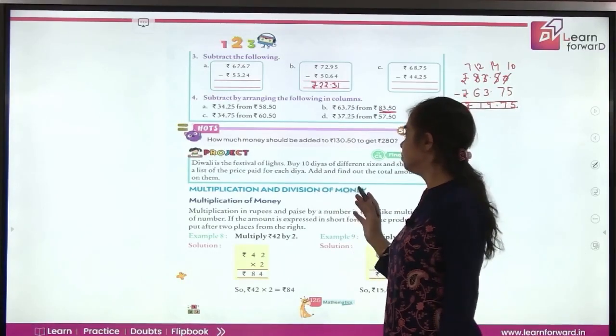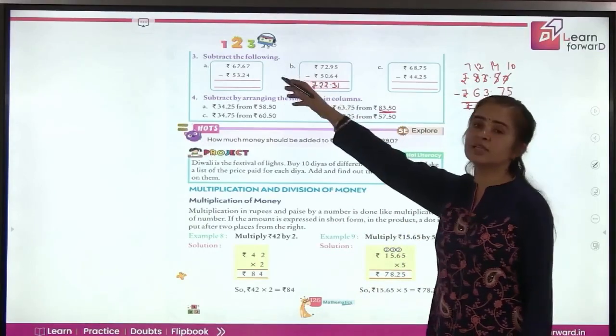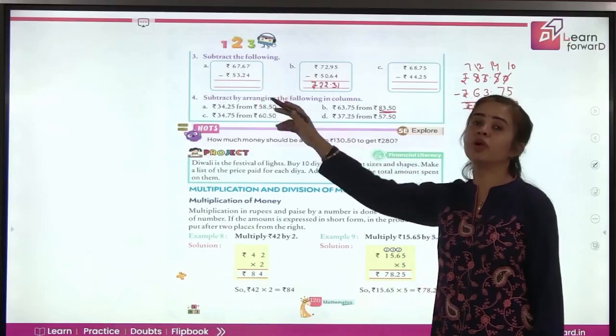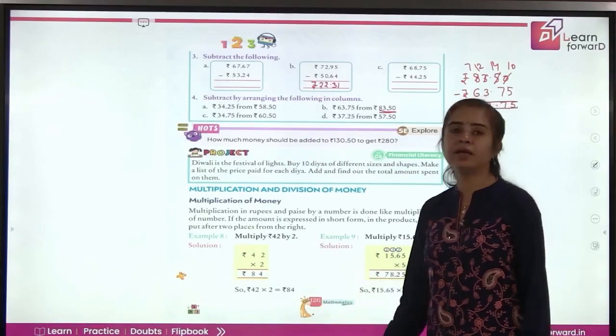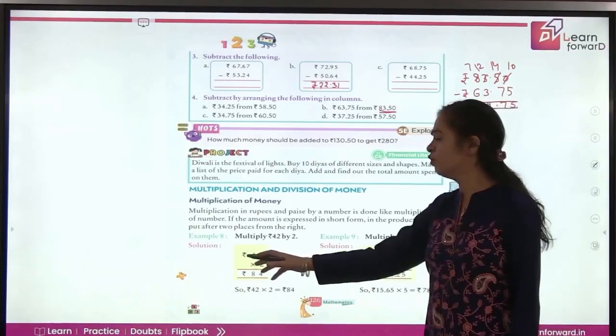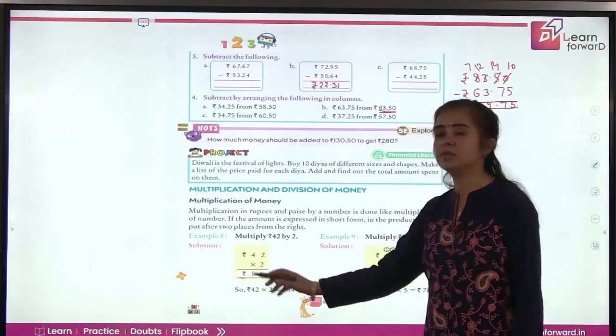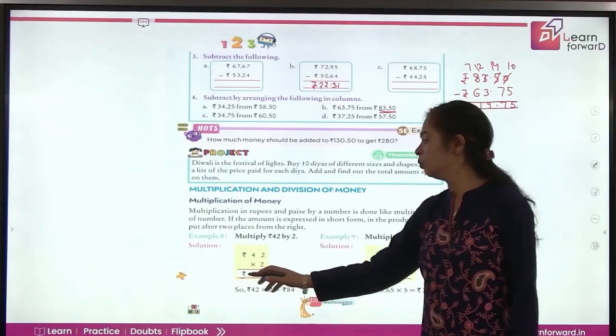Now, next is multiplication and division of money. In addition and subtraction, you have to remember to put point below the point. Here in multiplication, you just have point in one place. So if you have rupees only, you will be multiplying as usual, just putting the rupees symbol. 42 times 2 is rupees 84.